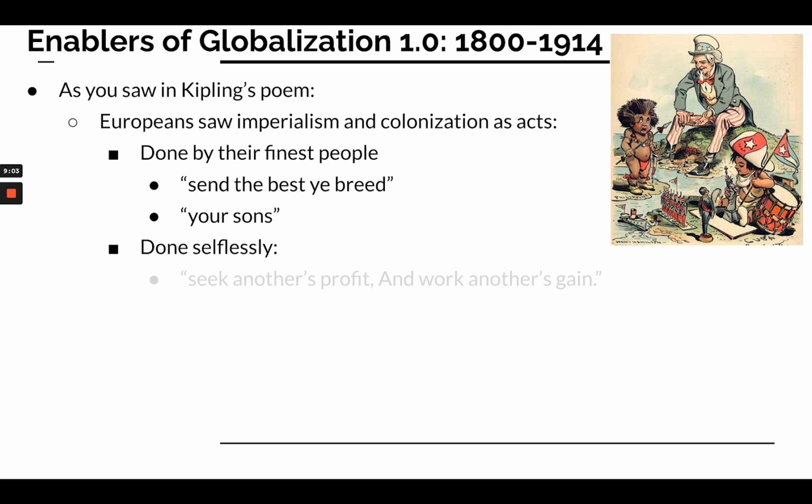And it's done selflessly. It says that these actions are done to seek another's profit, and work another's gain. He's saying that all of this is going to be to the profit of the colonized people. Depicted in this image is Cuba, which has been longer colonized by the United States, and look how well they're doing in this image. And the other depiction here is of a Filipino looking in awe at just how far the Cubans have come under the rule of Uncle Sam. So this is all for their benefit. We're not doing it for our profit or our gain. It's being done for the profit and gain of the colonized people.